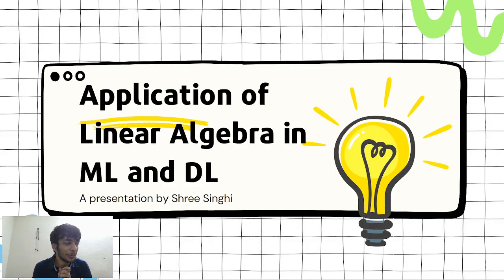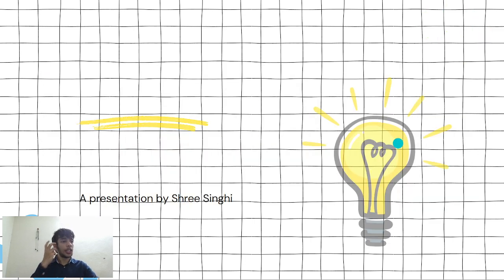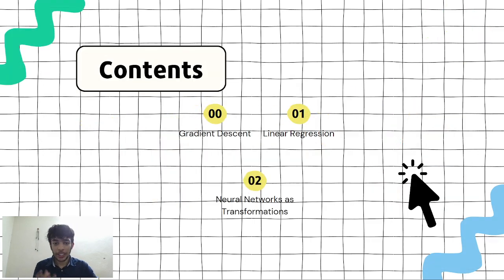Hello and welcome. Today I'm going to be giving a presentation on the applications of linear algebra in machine learning and deep learning. So we'll be covering three topics roughly: gradient descent, linear regression, and neural networks as transformations of a vector space.